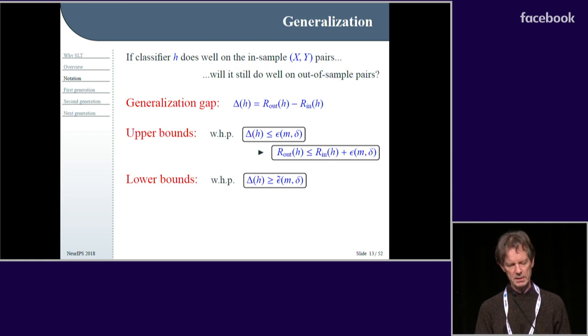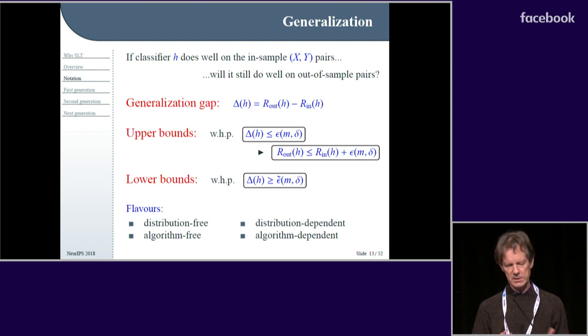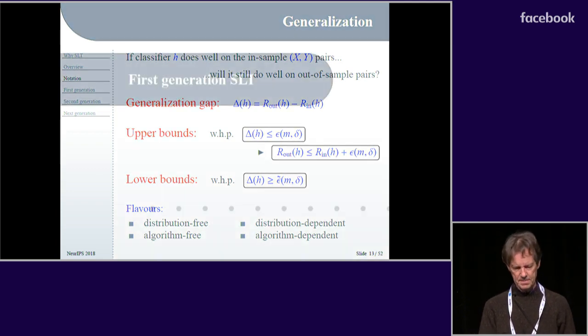We're also interested in lower bounds, and this is the possibility of getting an estimate of the minimum gap that we can expect. We'll come back to that again later. So flavors of these bounds, we might expect distribution-free, distribution-dependent, algorithm-free, algorithm-dependent, and clearly there will be trade-offs with the amount of generality that we're able to achieve in terms of the performance, the quality of the bounds. Again, we'll be mentioning that later.